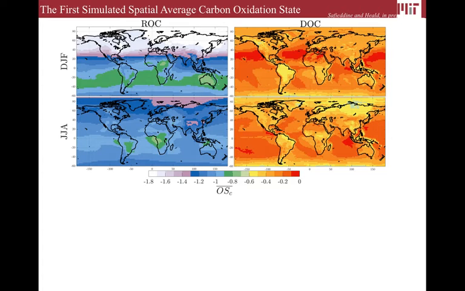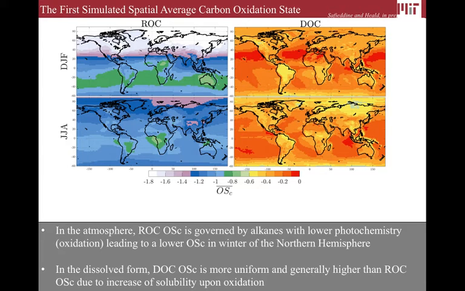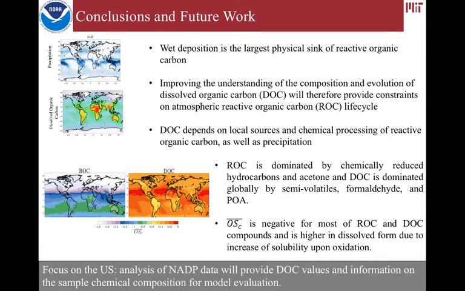I want to also note that for DOC, we have this increased average carbon oxidation state off the coast, and that's because when the species are transported, they will be oxidized and they will become more soluble, so they will appear in this DOC. So that's it. I will leave you with my conclusions, and I will take questions.